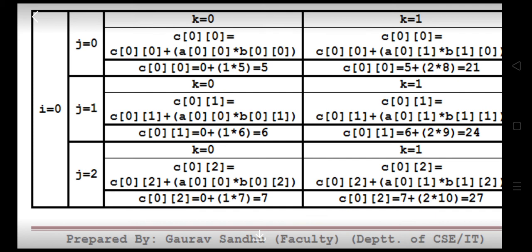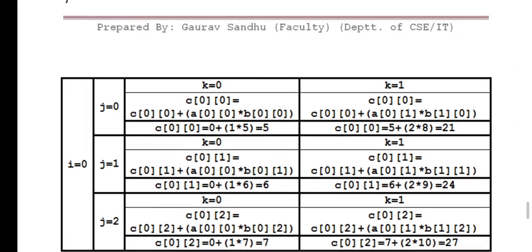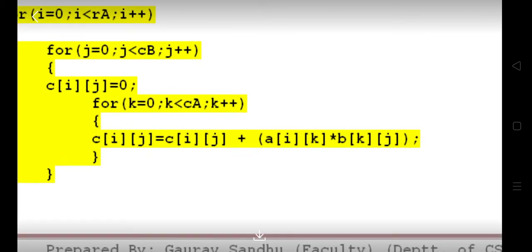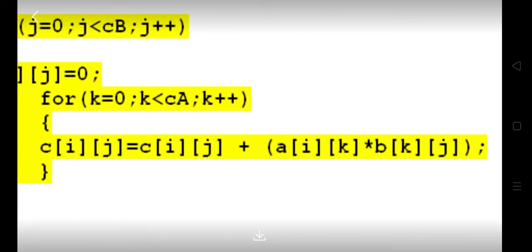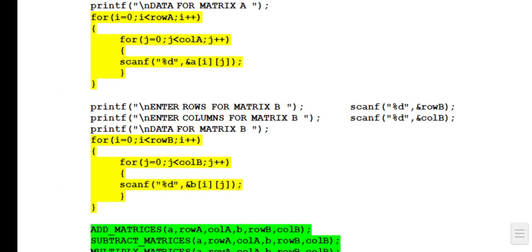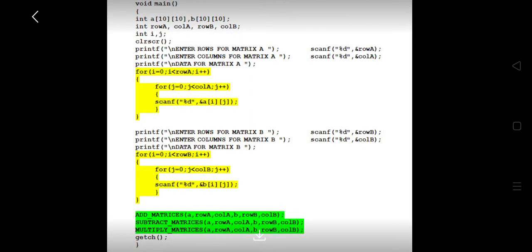So based on these variations of values of i, j and k, and looking at this equation or this statement, we will be able to calculate each and every element of the matrix C. Now, in order to call these functions, we require a void main.